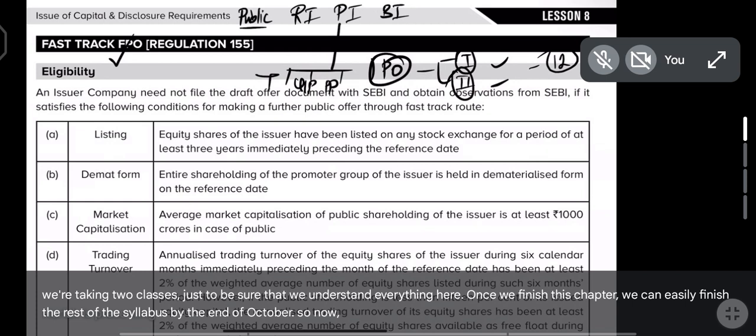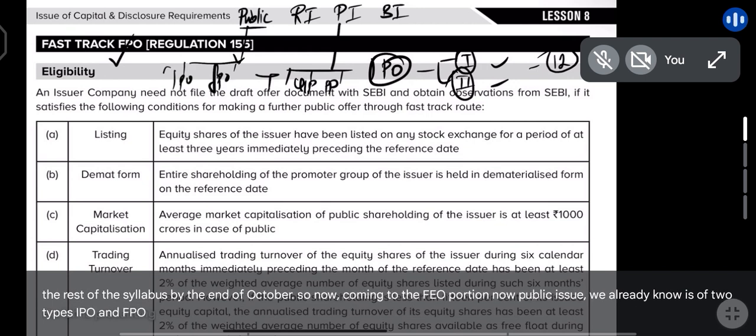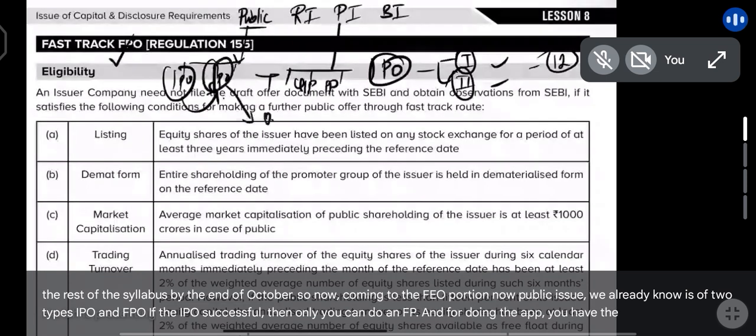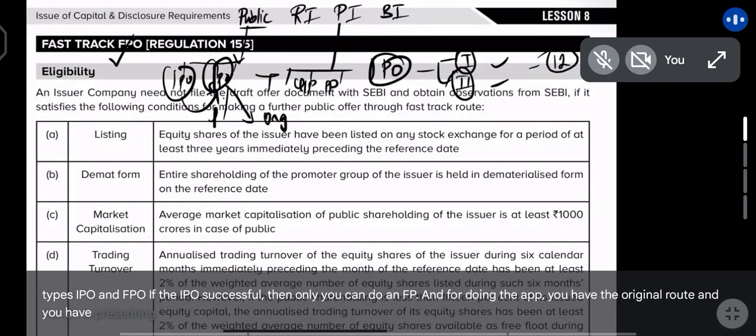So now coming to the FPO portion. Public issue we already know is of 2 types, IPO and FPO. If the IPO is successful, then only you can do an FPO. And for doing the FPO, you have the original route and you have the faster route. It's called the fast track route.